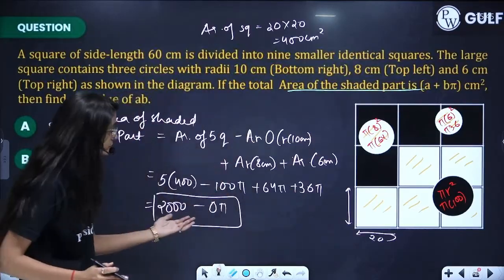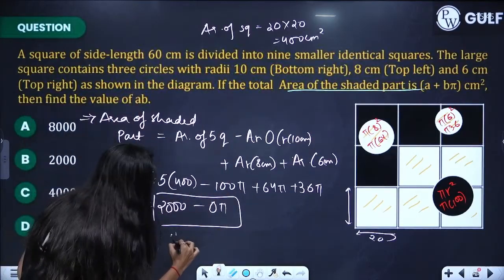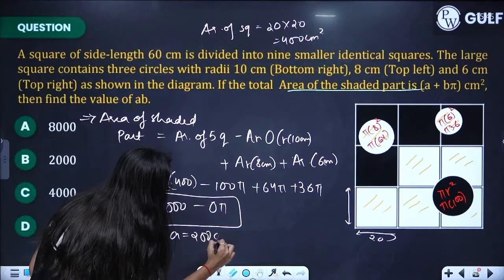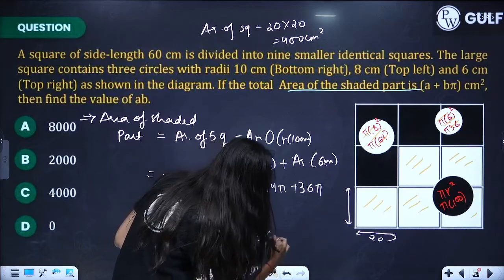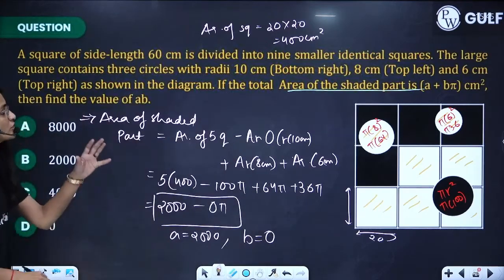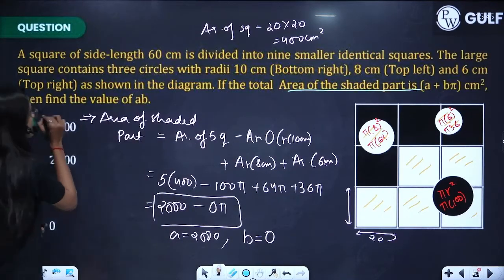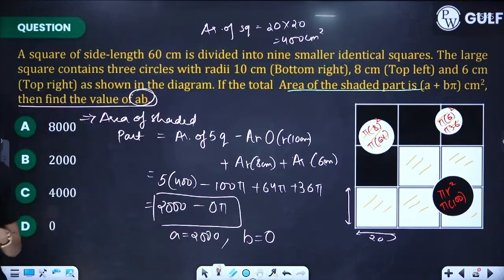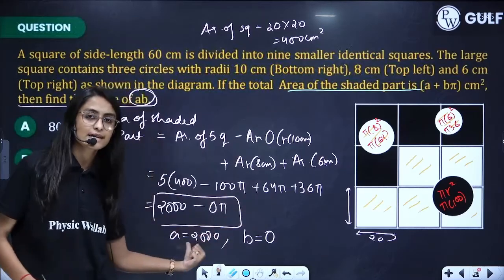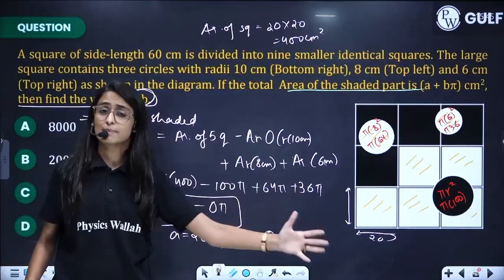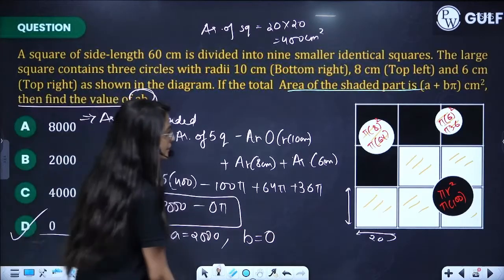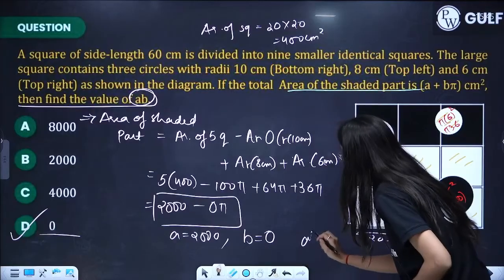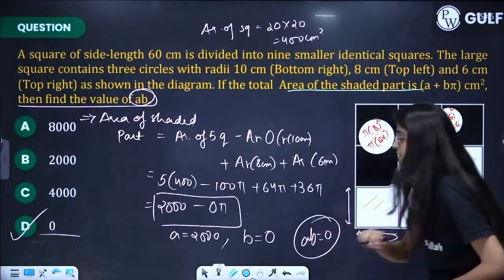But here, although you can say that your a is equal to 2000, how will you represent b? Ma'am, it's 0. Yes, it's 0. B is equal to 0, and later on what you have been told to find is the value of AB, wherein A multiplied by B in this case becomes 0. Why? 2000 multiplied by 0 is 0. So it's your option D. Value of AB will become 0 then.